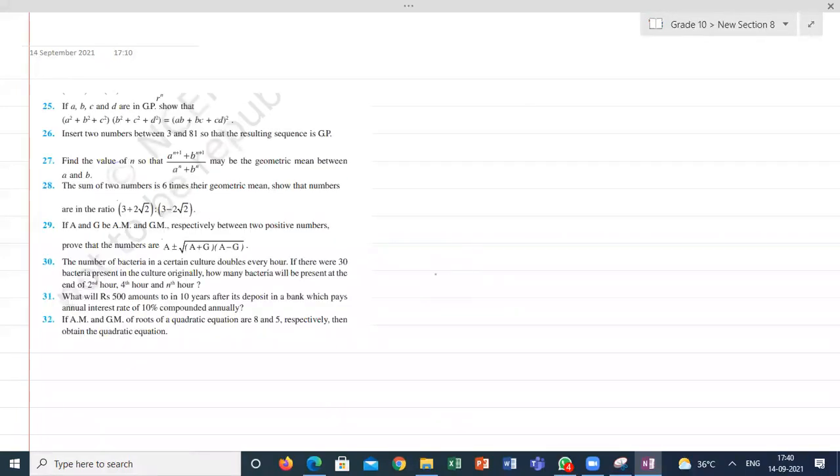Question number 31. What will be the value in rupees of 500 in 10 years after it is deposited in a bank which pays an annual interest rate of 10% compounded annually? You can use the compound formula straight away. What is the formula we can use, guys?